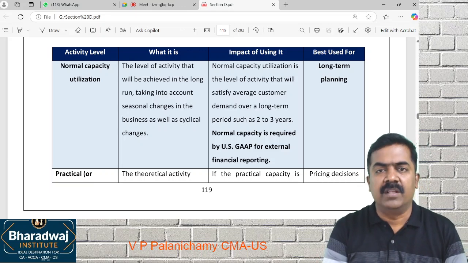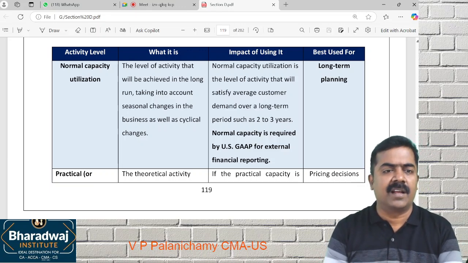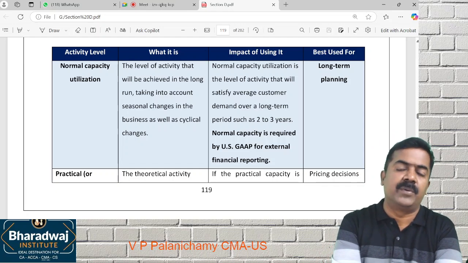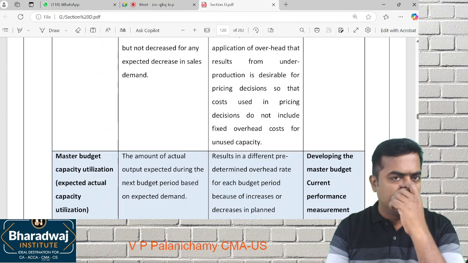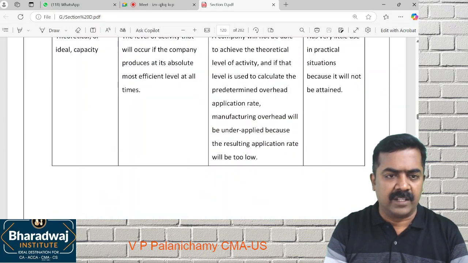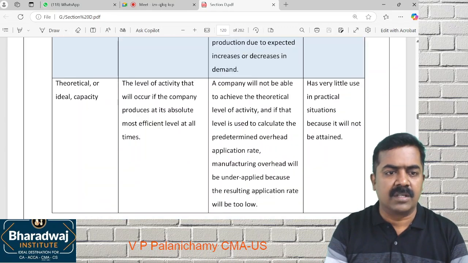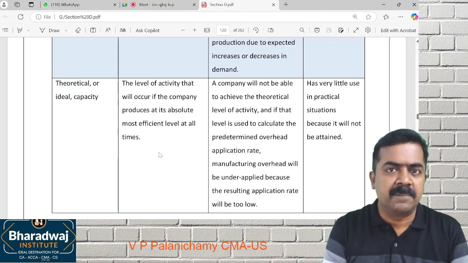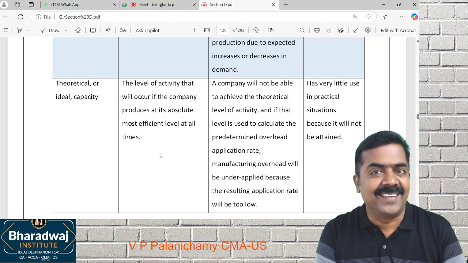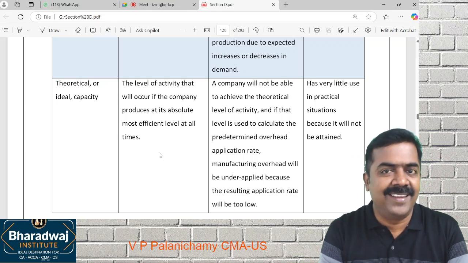Good morning. Before we move on to the next one, let us recollect what we have done earlier when we were doing budgeting. The capacity that matters for various levels. The first capacity that we talk about is theoretical capacity. What is a theoretical capacity? It's only in theory.